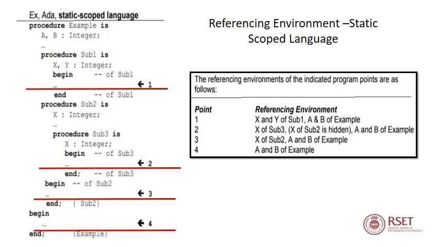Next, finally we have point 4. At this referencing environment, we know that only the variables a and b of example are visible.